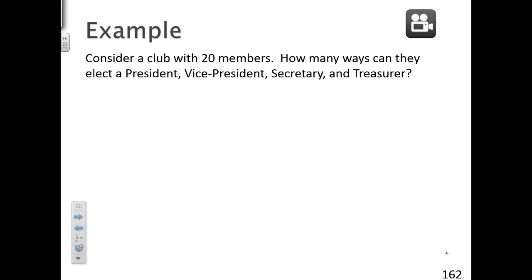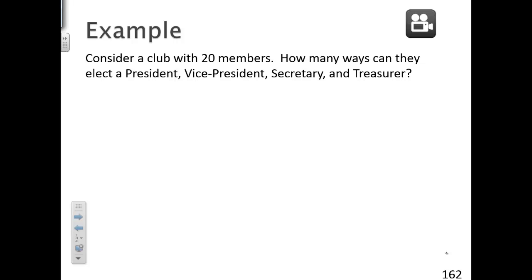Now we're getting into counting where maybe we have 20 people in a group, but we're only going to use a portion of that group. When that's the case, we need to ask ourselves, does order matter or not? So, if order matters, it's called a permutation.